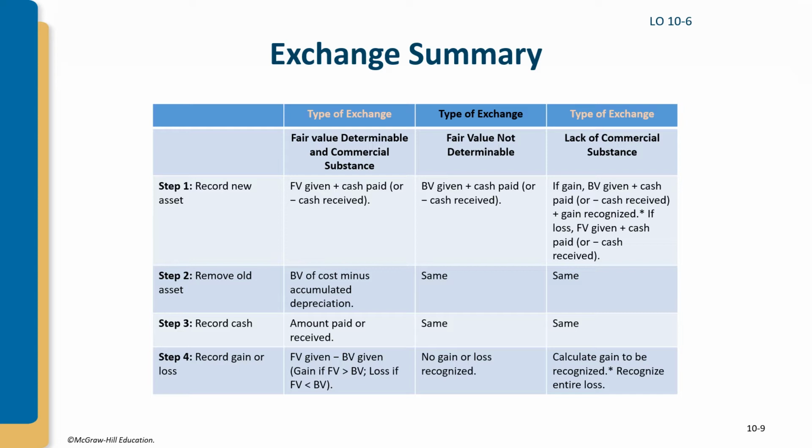There's no gain or loss recognized. If you lack commercial substance and there's a gain situation, like we had with the land, the land's fair value was 4.5, its book value was 2.5. So there would have been a gain of 2 million. They say, nope, don't record the gain. Record the new cost of the land for the new land they're acquiring, book value given up plus cash paid or minus cash received. Okay, if there's a loss, you use the fair value of the asset given up plus the cash paid or minus the cash received.